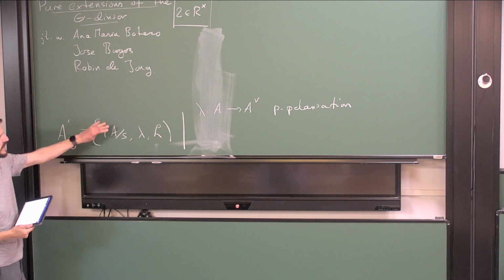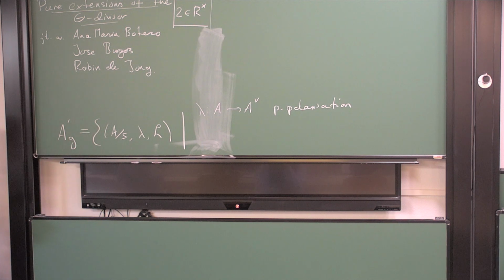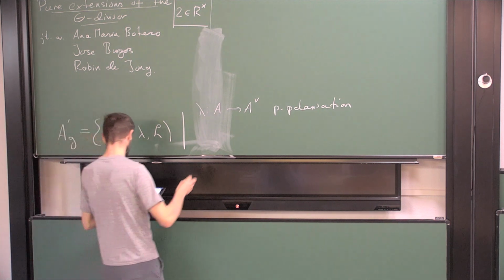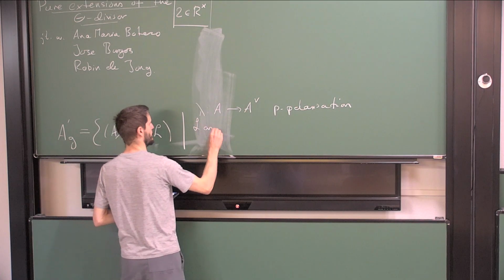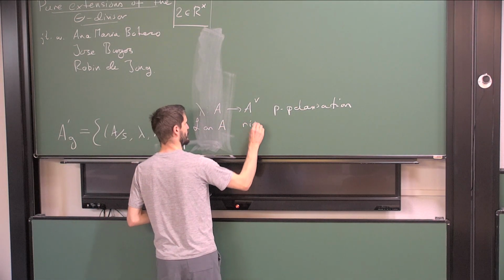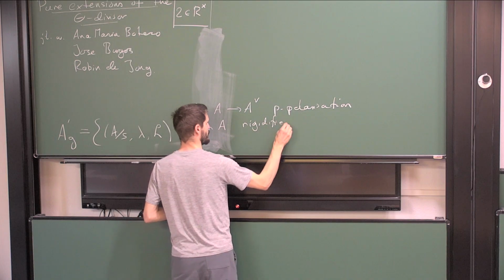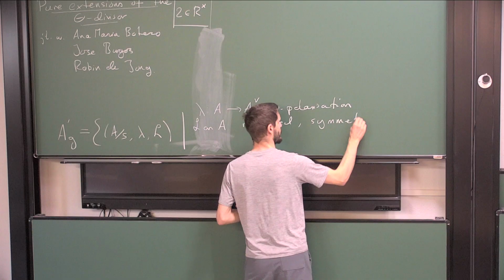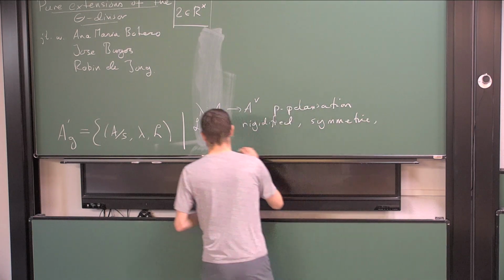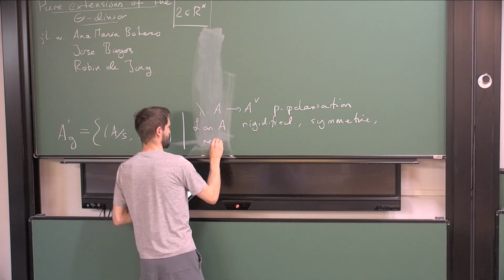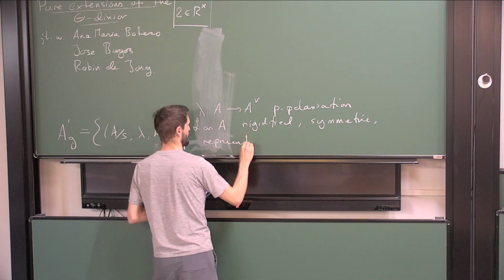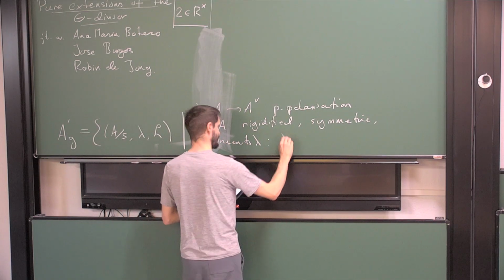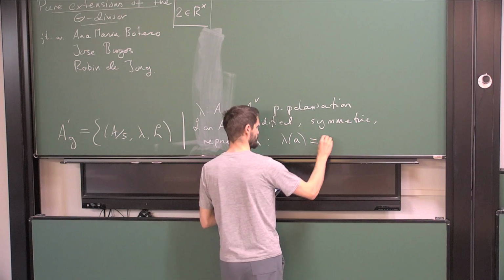So L is supposed to be a line bundle on A, which is symmetric and which is representing the polarization. So L on A is rigidified. It's symmetric. Okay, so it represents lambda in the sense that lambda of little a is the usual formula.